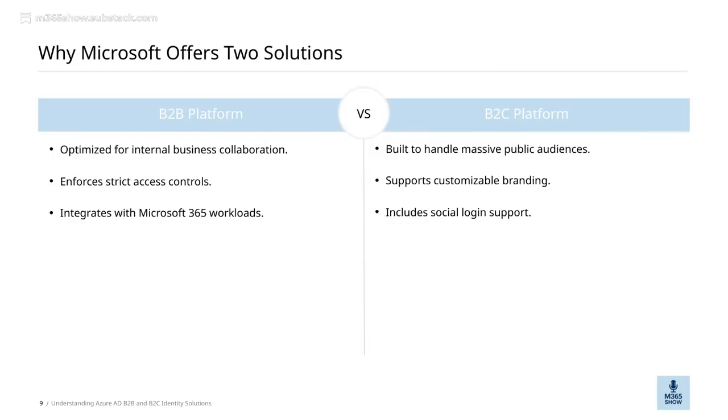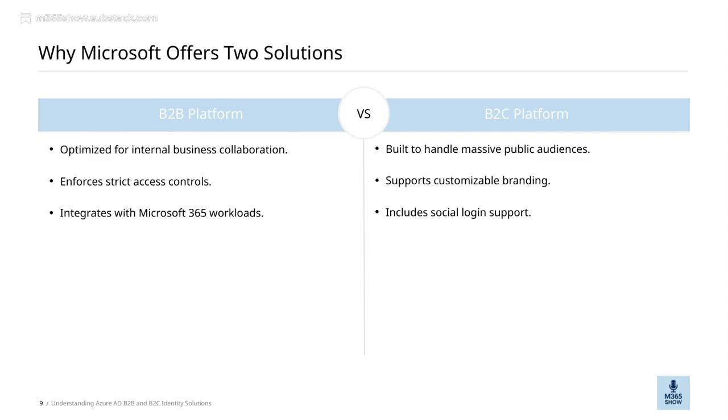So, why does Microsoft offer two different solutions for identity management? Well, it all comes down to understanding the distinct needs of different audiences. On one side, we have Azure AD B2B, which is built to handle massive public audiences. That means it's designed to support organizations that need to collaborate externally at a large scale. It includes features like customizable branding, so organizations can tailor the experience to their look and feel, and it also supports social login options, making it easier for users to sign in using their existing social accounts.